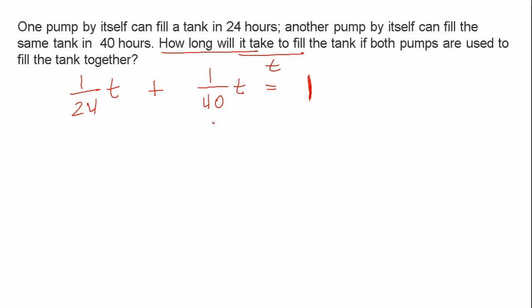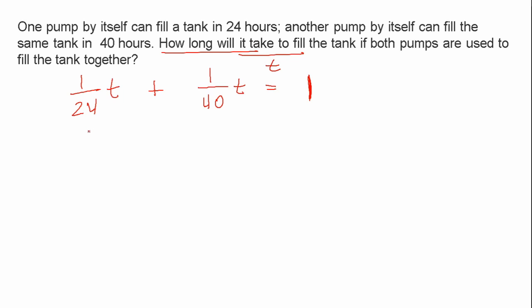So this is how you set it up. 1/24 times t plus 1/40 times t equals 1 tank. Again, this refers to filling 1/24 of the tank per hour times time plus 1/40 of the tank per hour times time equals 1 full tank. No matter what you see, no matter what these variables are, if you identify that you have a combined work problem, this is how you set them up. Okay? You're always going to set them up this way.